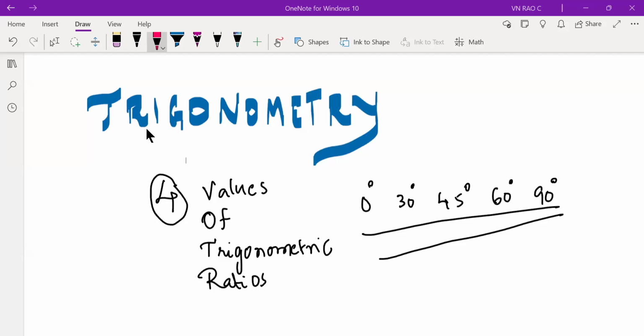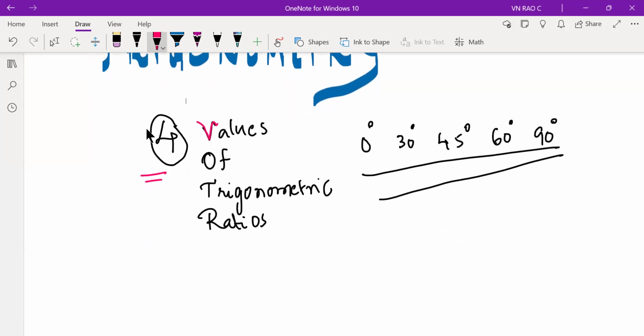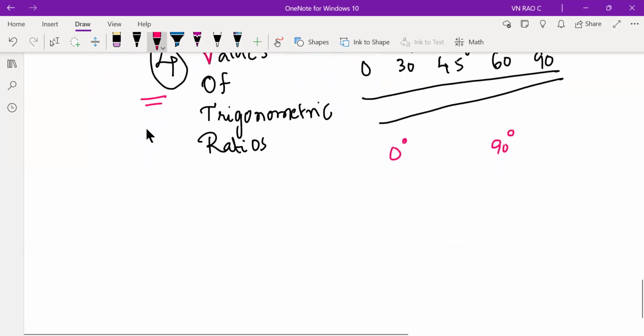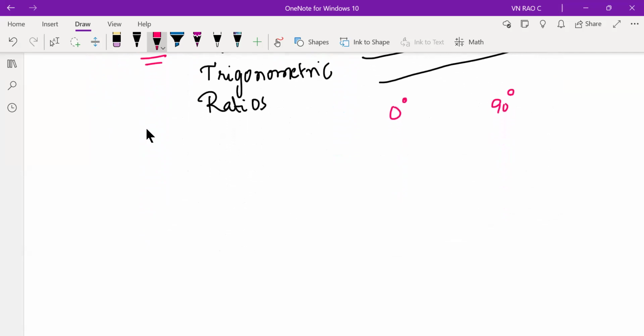Yeah, this is session 4. We want to know the values of all the trigonometric ratios for angles ranging from 0 degrees to 90 degrees, specifically 0, 30, 45, 60, and 90 degrees. It doesn't mean that they don't have values in between or beyond them. They have, but these are rational numbers, without any decimals.